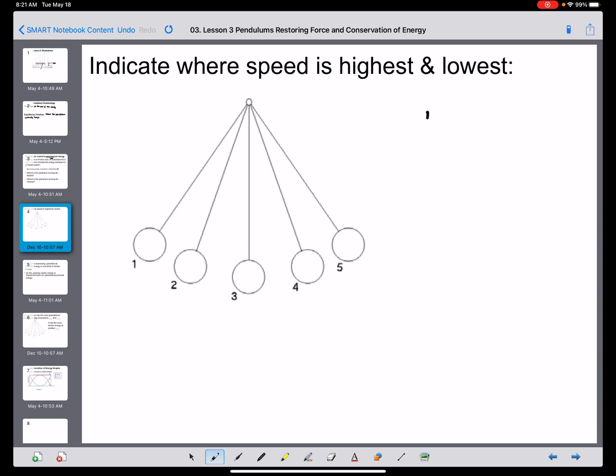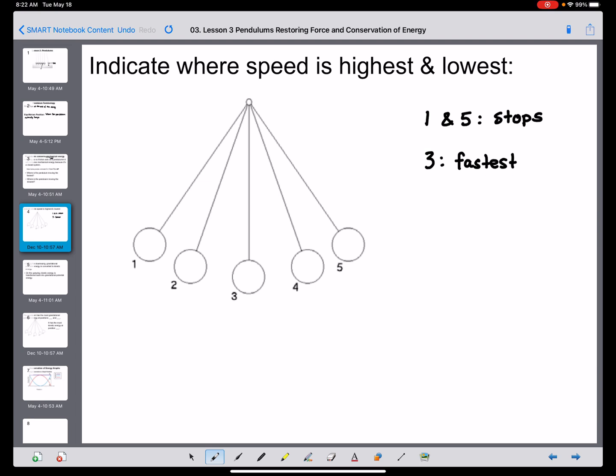So at positions 1 and 5, for a second, the pendulum actually stops. Because at positions 1 and 5, that's where the pendulum has reached its maximum height. And when things reach maximum height, for a split second, they stop. And then at position 3, that's where the pendulum is moving the fastest. And of course, at positions 2 and 4, it would be sort of like a medium speed.